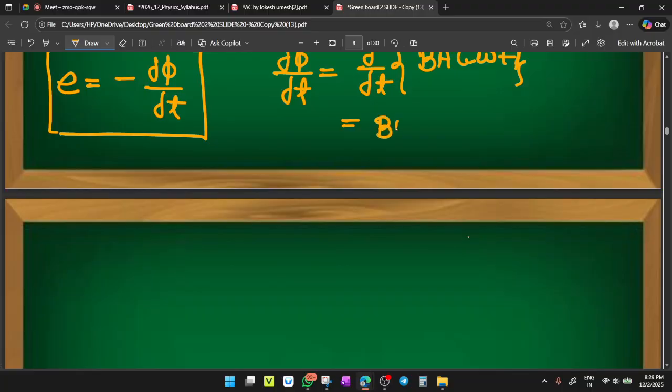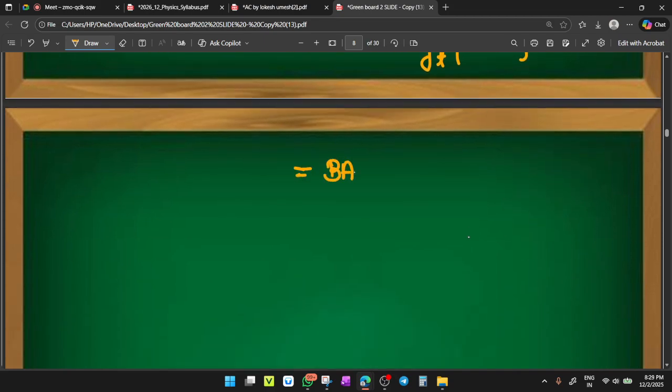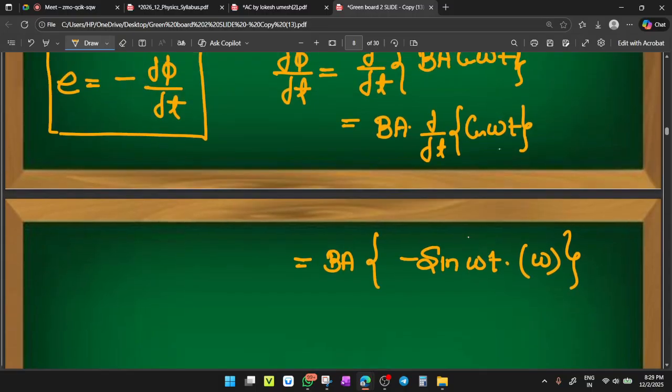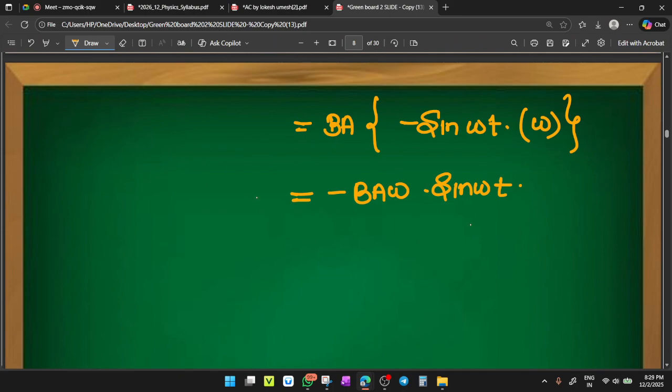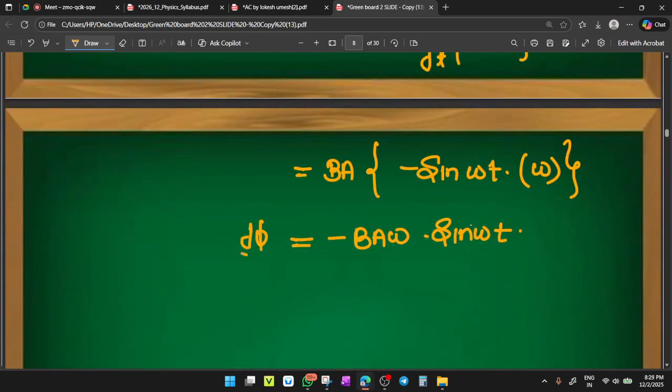Now B and A are constant, and here it will be d by dt of cos omega t. The differentiation of cos omega t is equal to minus sin omega t multiplied by omega, which is constant, the coefficient of t. So it will be equal to minus B A omega sin omega t. Fine. Yes, this is d phi by dt.